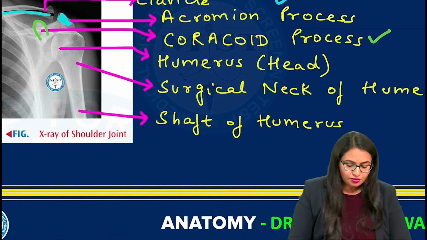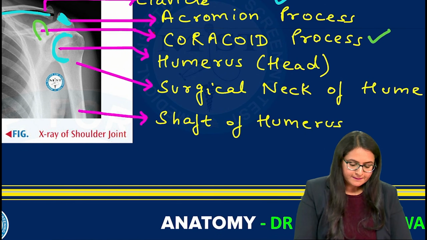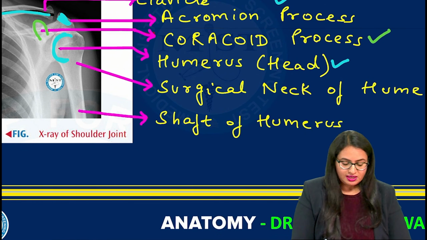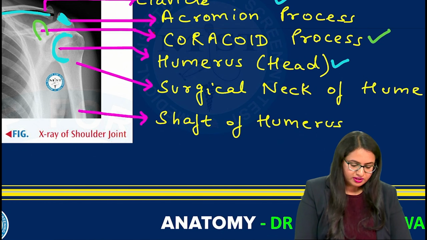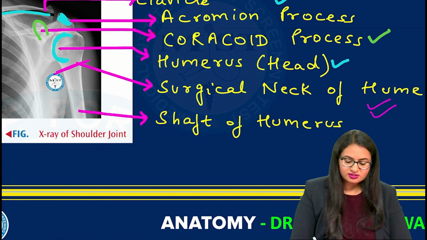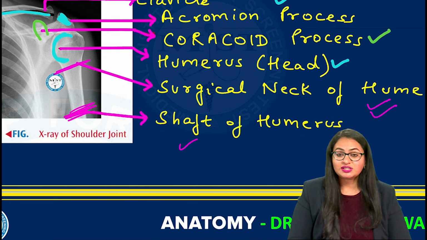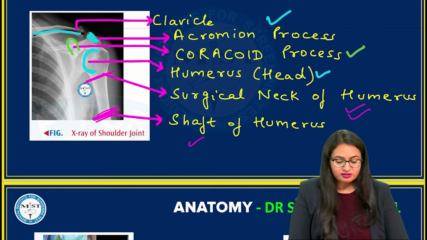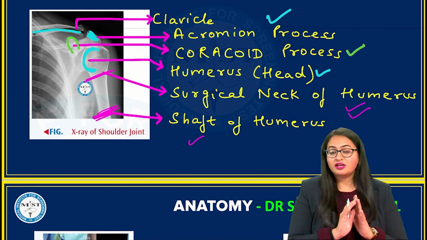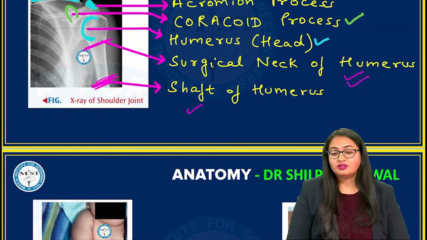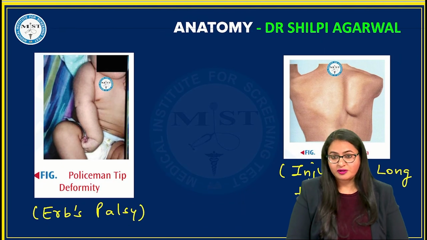Then as you go towards the humerus, let us see the humerus over here. This portion is the head of the humerus. As you come lower down over here, this portion is the surgical neck of the humerus, and towards this side we say this is the shaft of the humerus. So these are the very basic landmarks which should never go wrong. Please ensure that you know all these landmarks over here.